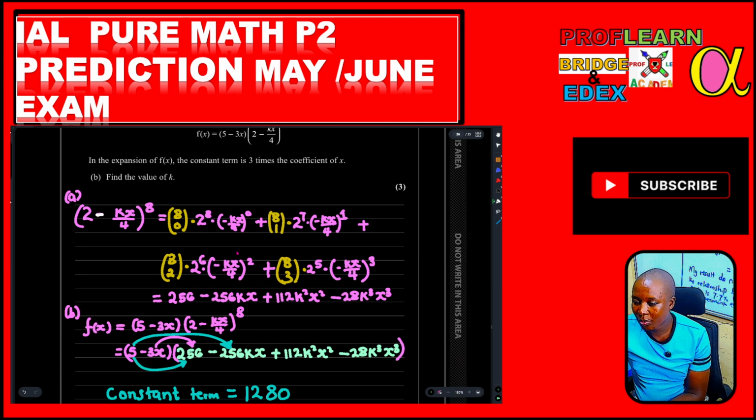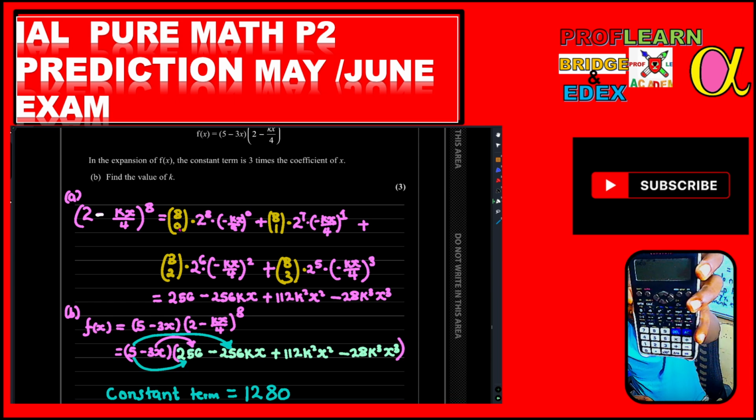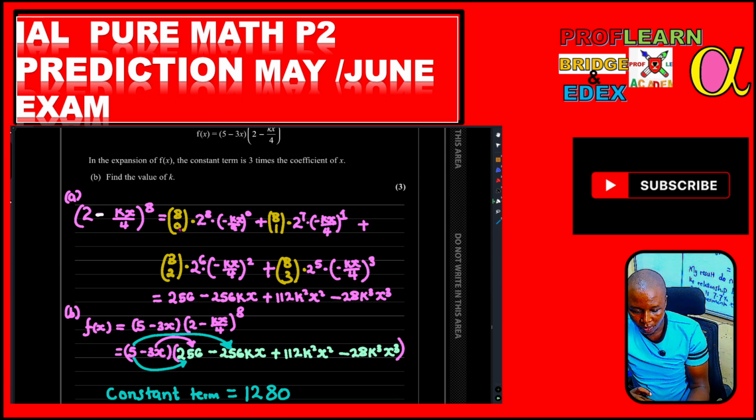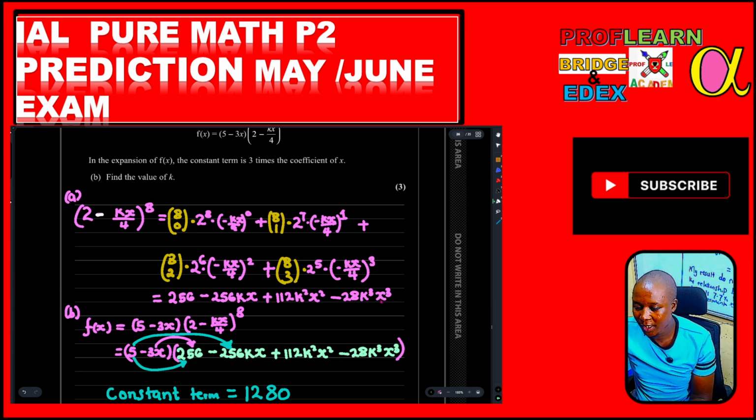And then if you put this in the calculator, 8 combination 0, you just use this key, 8 shift combination 0, you'll have something like that. Then you simplify each and every term, you'll get 256 minus 256 kx plus 112 k squared x squared minus 28 k cubed x cubed.